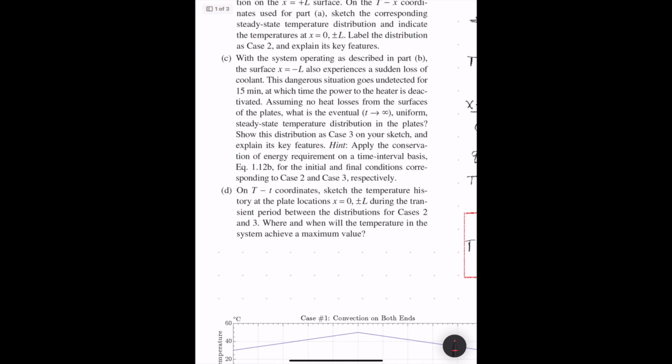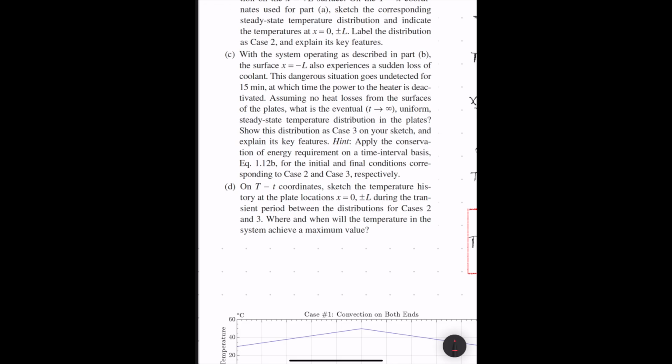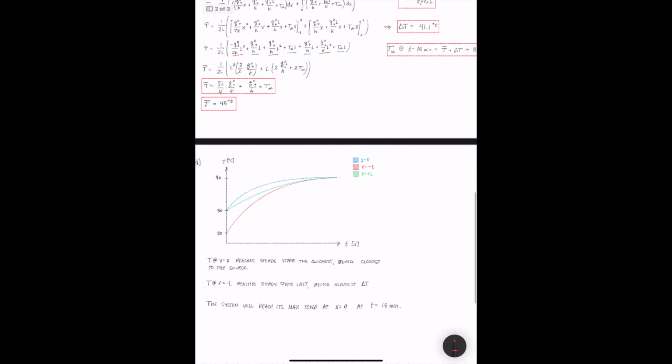Part D says that on T-t coordinates, sketch the temperature history at plate locations x equals 0 and plus or minus L during the transient period between the distributions for cases 2 and 3. Where and when will the temperature in the system achieve a maximum value? So what this is asking us to do is, between B and C, where we added that adiabatic condition on both sides, the block is no longer able to dissipate its heat, and so each location along the block is going to see an increase in temperature. And we want to plot that increase in temperature with respect to time.